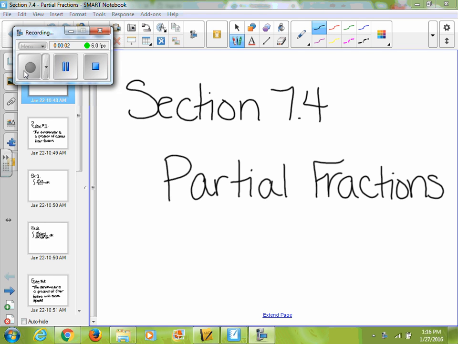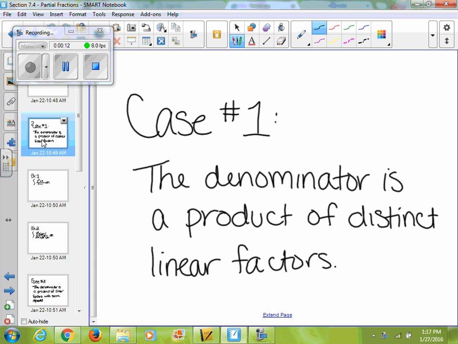Okay, so today we're going to look at solving partial fractions, which I really like, so hopefully you really like, because partial fractions are fun. There are really four different cases of partial fractions that we'll look at. The first case is when your denominator is a product of distinct linear factors, meaning that you can factor your denominator easily.